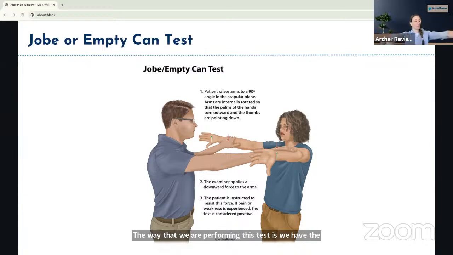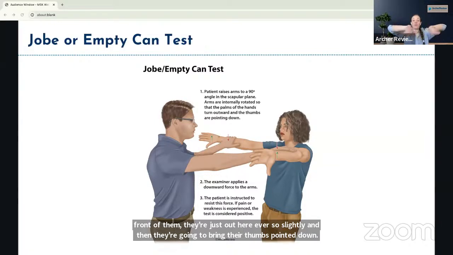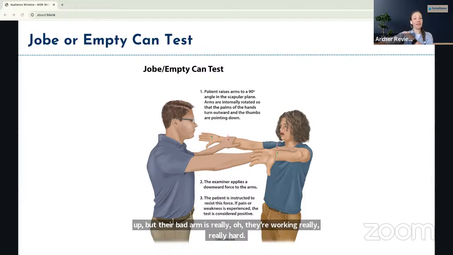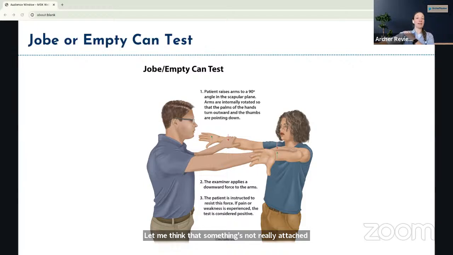So they're not straight in front of them. They're just out here ever so slightly. And then they're going to bring their thumbs pointed down, down like you're pouring out an empty can. And then you apply pressure. What you're looking for is weakness or pain in the affected limb as you're pushing down. So if that patient can keep their good arm up, but their bad arm is working really, really hard, then we think that something's not really attached well, and they don't have the stability of that arm, or the rotator cuff is starting to fail.